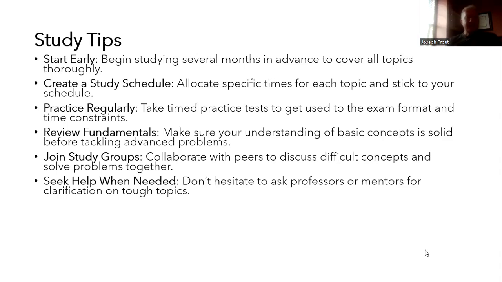So here are some study tests, and there are study tests for all exams, not just for the physics graduate record exam. So some of the study tips are to start early, begin studying several months in advance to cover all the topics thoroughly. Create a study schedule, so allocate specific time for each topic and stick to your schedule.